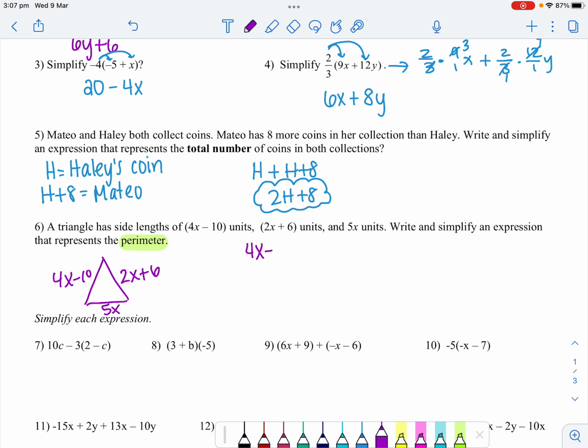So 4x minus 10 plus 2x plus 6 plus 5x. And then I combine like terms. So 4x plus 2x plus 5x. So keeping those signs with the numbers. 4 plus 2 is 6 plus 5 is 11x. And then negative 10 plus 6 is going to be minus 4.